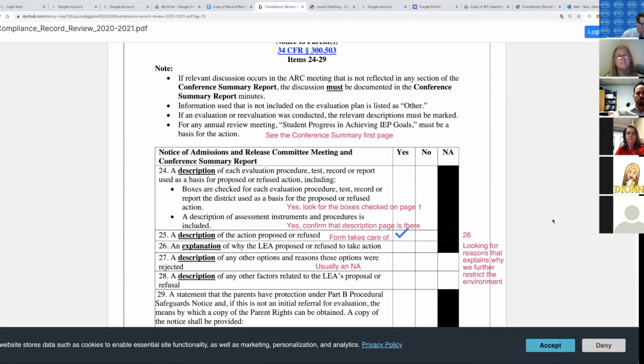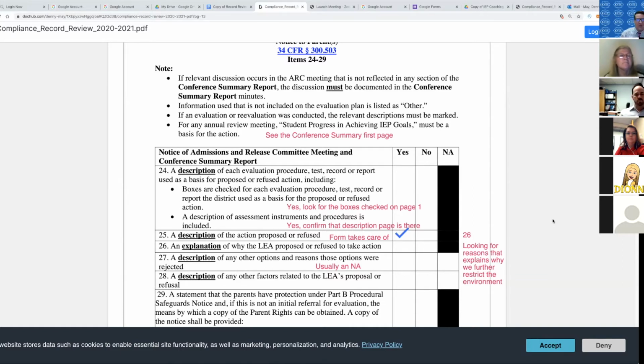Now, I want to ask you a question. We're doing a transition meeting. It's one of the purposes of the meeting. The student is age 16. Should we mark ILP and multi-year course of study on the conference summary? Probably we should, right? Because the State Department's going to expect you to talk about those things, and those are some things that we look for when we look at this.